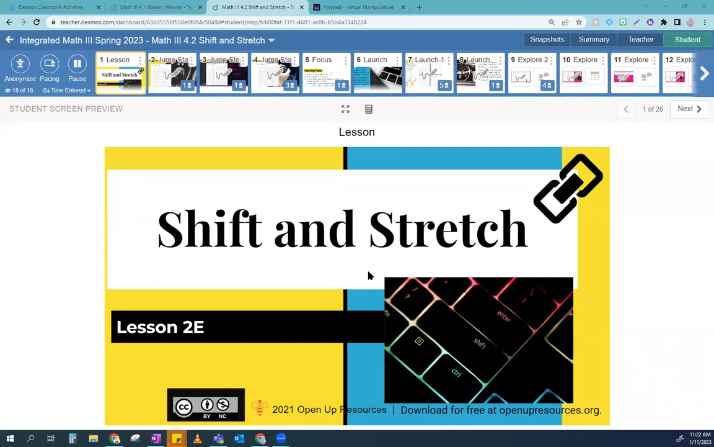So you already know about shifting and stretching because we saw it with quadratics, and with a couple of other different functions. So we're now wondering, does shifting and stretching work the same in our rational function?